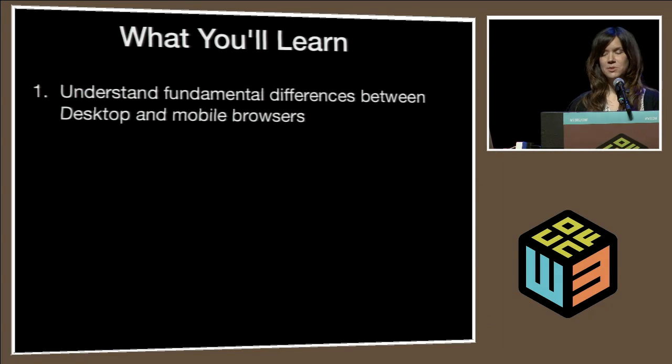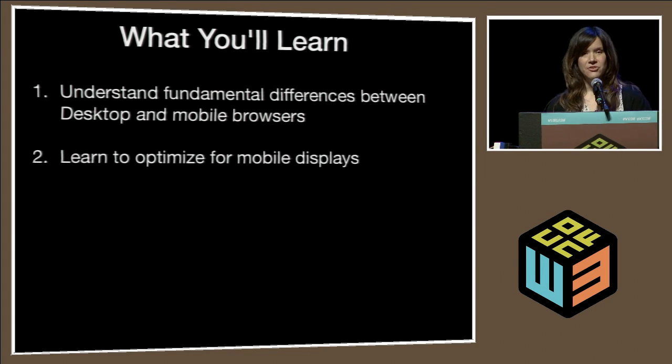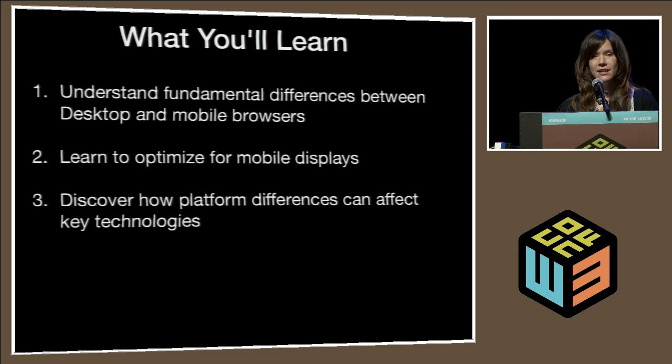So I'm going to cover three main areas. First, I'm going to talk about fundamental differences between desktop and mobile browsers. After that, I'm going to talk about how to optimize for mobile displays and get into some very specific information. And finally, I'm going to talk about how some platform differences can affect key technologies that you're going to be using in your mobile sites and mobile web apps.